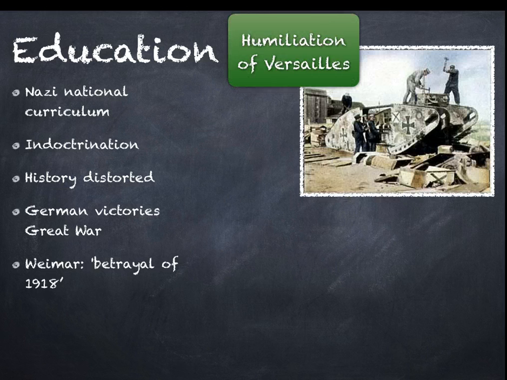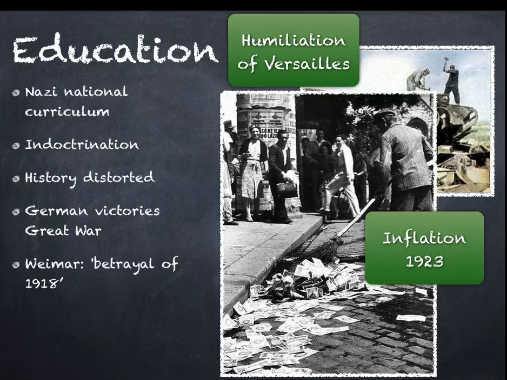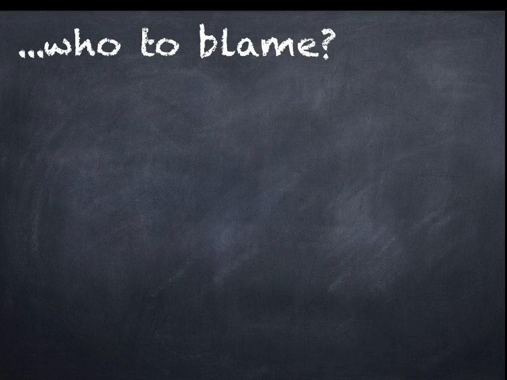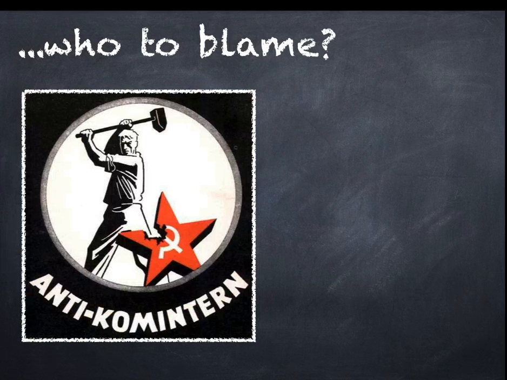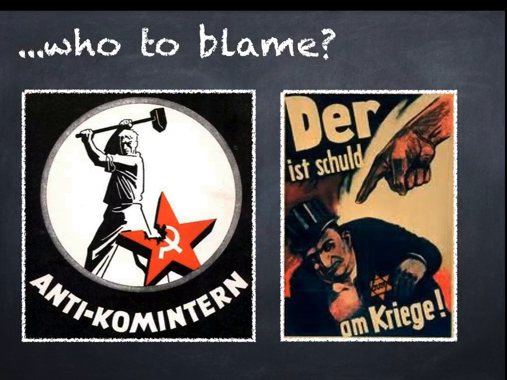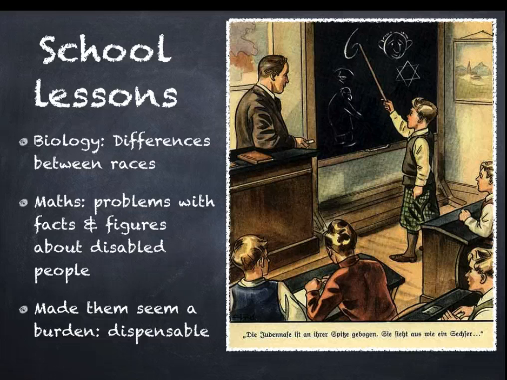Things like the humiliation of Versailles were emphasised about how Germany was treated unfairly by the victorious powers. There was talk of the betrayal of 1918. The inflation of 1923 was used as an example, blaming weak democracy and squabbling parties. And of course, who was to blame? You won't be surprised to learn. Communists and Jews were singled out in particular for blame for Germany's problems in the past, as scapegoats.